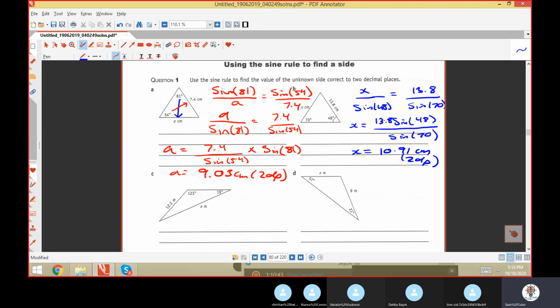So it's up to you. You can use the one in the blue box, or you can use the one above. If you're finding x, then most likely use it on the top, because it's sequential.